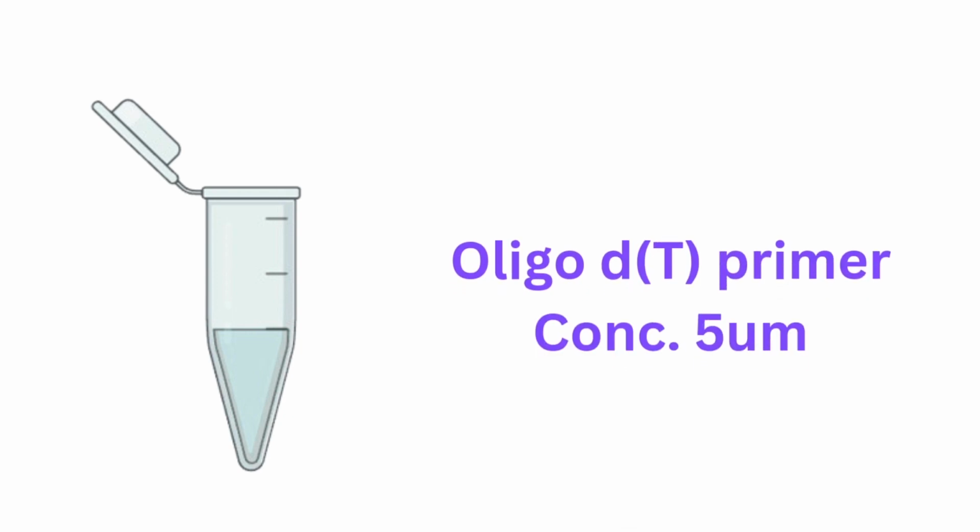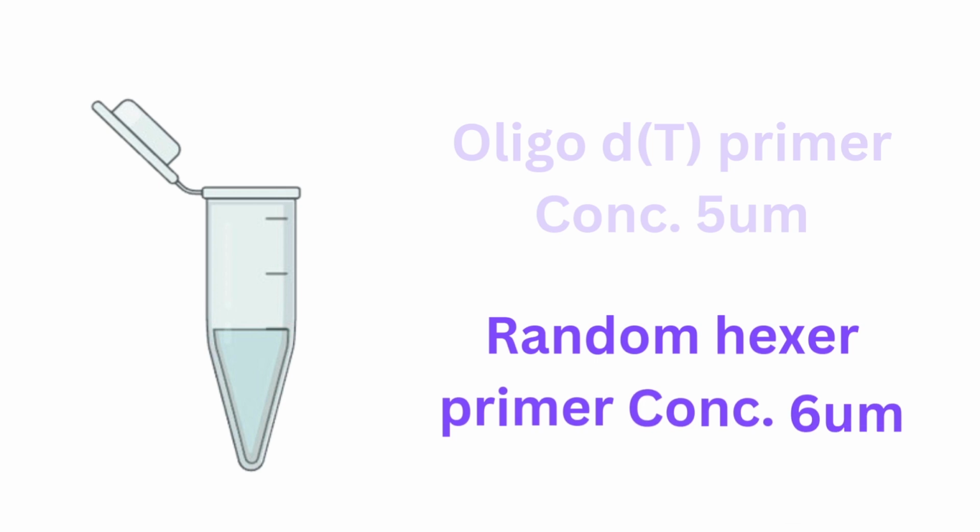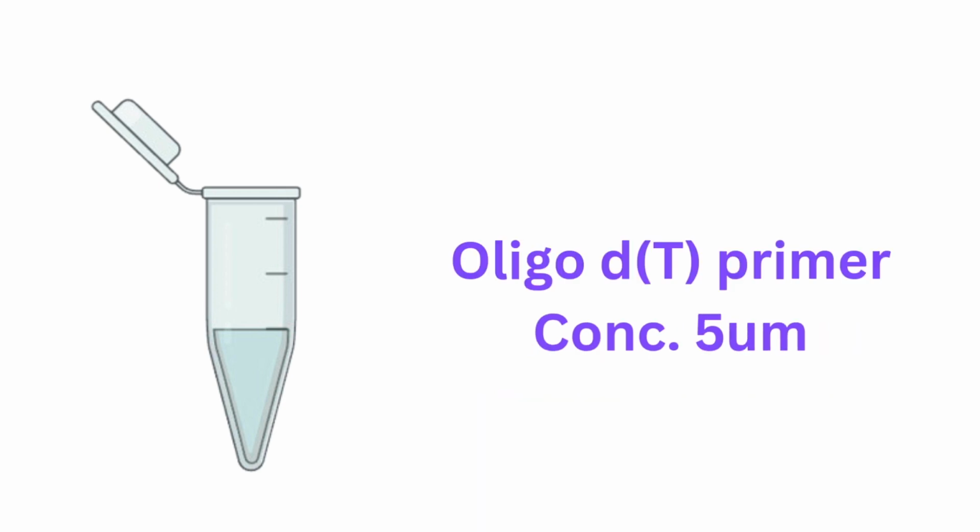So let's walk through a typical protocol. Let's say you're using an Oligo-dT based primer because you enriched based on Oligo-dT, then you may need a particular concentration of starting primer versus if you use a random hexamer based approach. In the protocol I'm using, it requested 5 micromolar if you're using an Oligo-dT primer.